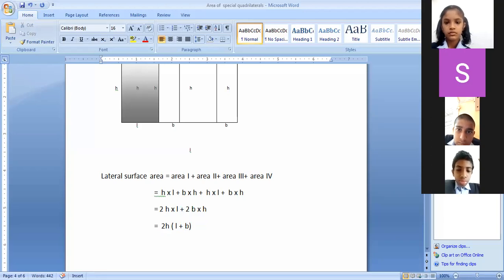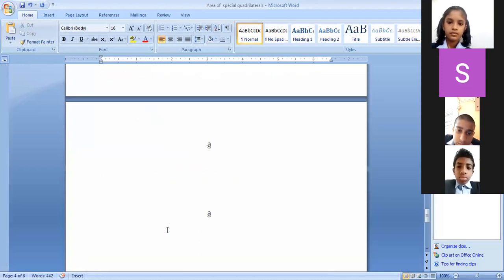This is the lateral surface area of a cuboid. Clear? In here also we should know the length, breadth and height of that cuboid. 2h into L plus B. Length and breadth are added here, and then multiplied by 2 times the height. Clear? Miss, the question measurements? Yeah, the question measurements will be there in the question.